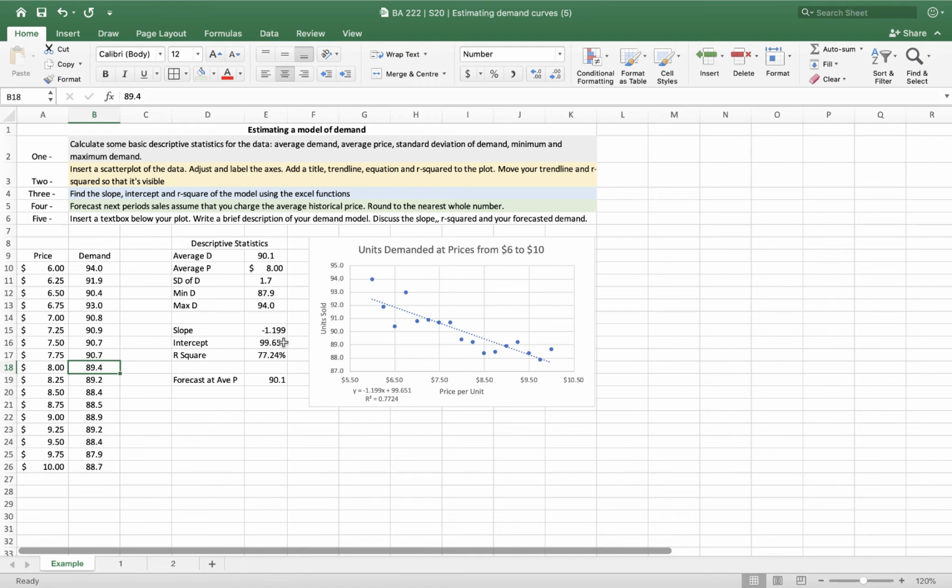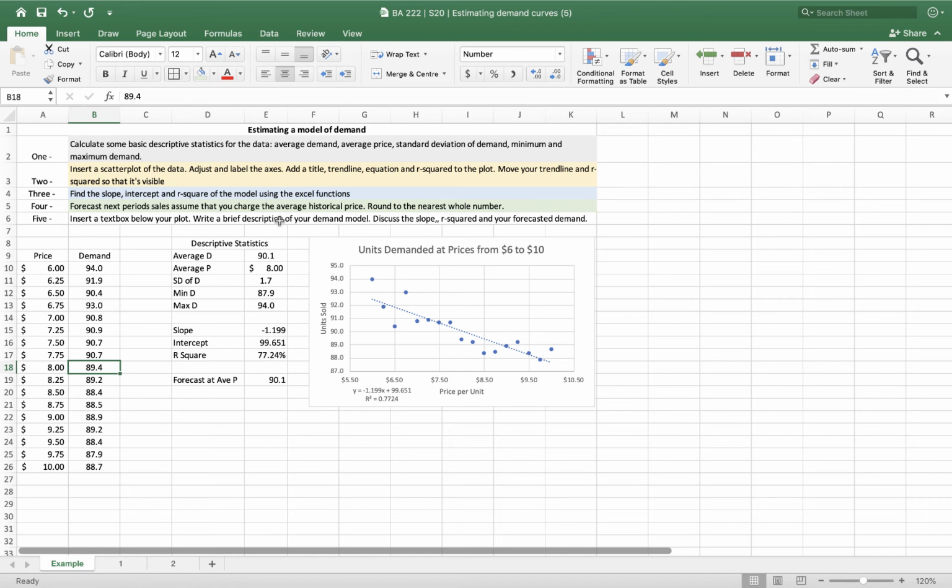Because when we have a linear model, we know that any model is just a simplification of reality that we use to try to improve decision making. And here we can see that at $8, we actually sold a point that lies below that line. Our forecast would have been, $8 right there. There we go. Would have been 90.1, although we actually sold on average 89.4. It's because there are a variety of things besides price that impact demand, and this model only takes into account price.